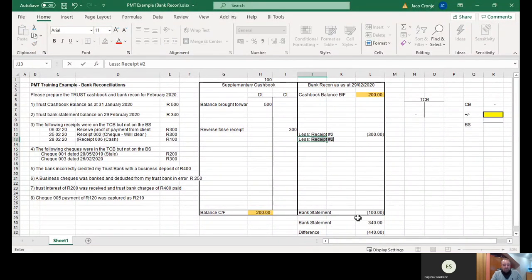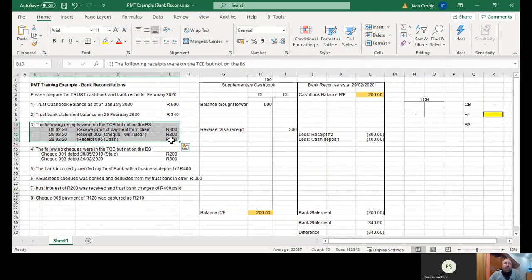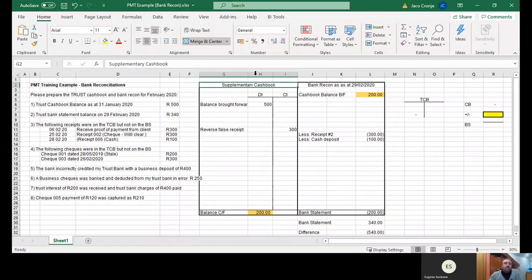So this cash deposit, minus 100 rand. Okay, so that is that for number three for receipts. So just remember the rule. If it's a receipt and I believe it will still pass through my bank statement in future, then we deduct it. But if we believe it won't happen in future, then we're going to go and reverse the effect in our cash book. Okay, so now let's move on to checks.